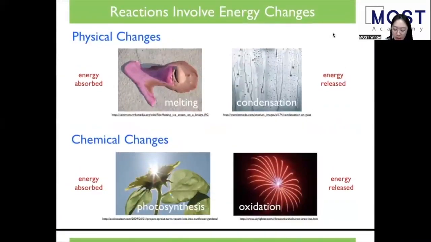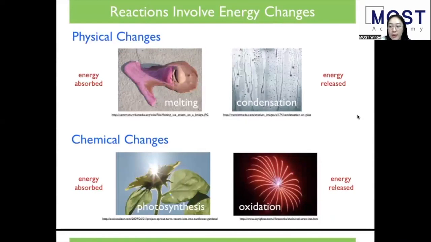So first of all, reactions that involve energy changes. We need to differentiate between physical change and chemical change. Physical change is the change in form or appearance of a substance, but not in its chemical composition. It means that the substance itself remains the same on a molecular level and no new substances are formed. Physical changes are often reversible, for instance melting and condensation. It's just a change of state, but the molecular composition didn't change, right?